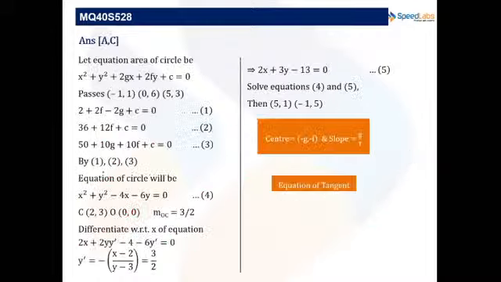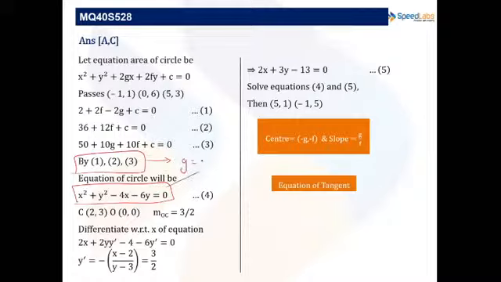So anyhow, by solving these three equations, you will get the equation of the circle as x square plus y square minus 4x minus 6y equals 0. So on solving these three equations, you will get g equals minus 2, f equals minus 3, and c equals 0.